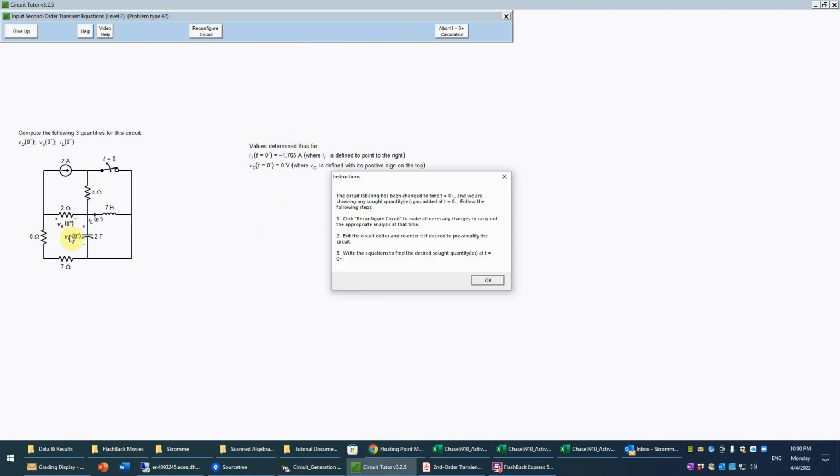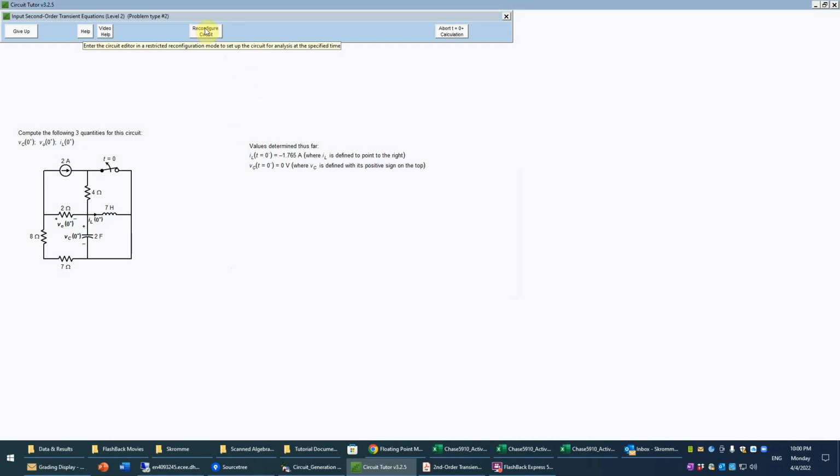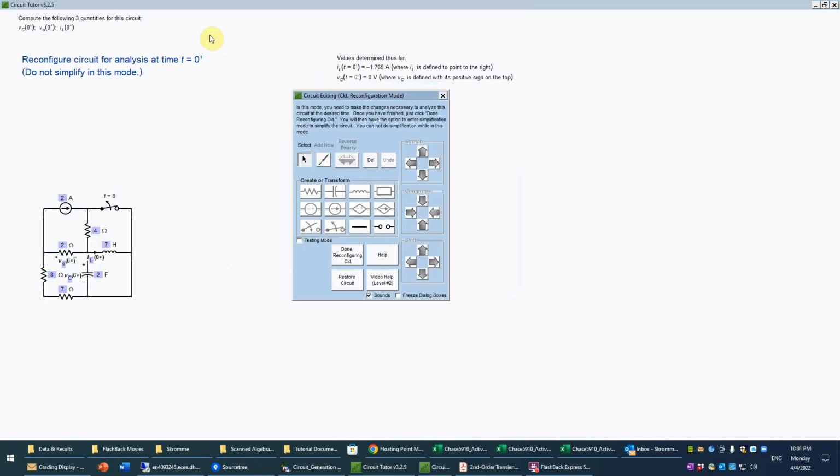And you notice that's changed the labeling here to indicate everything at time 0 plus. So if you're doing that by hand on paper, you would need to redraw the circuit in this way. And then, of course, you'd also be doing what we call reconfiguring on paper right away. But here we're going to do that on the screen. So we go into the special restricted reconfiguration mode, and let's first of all deal with the switch, because that always has to be changed in a reconfiguration mode.